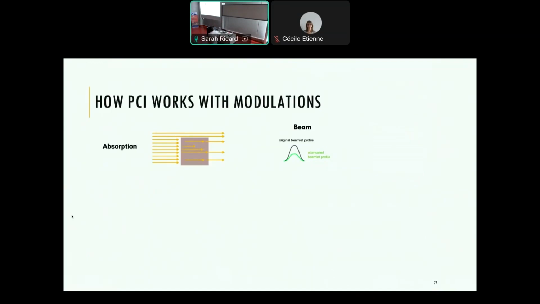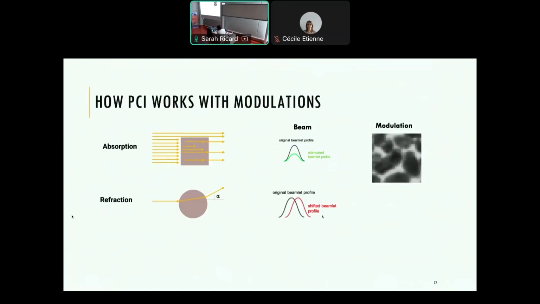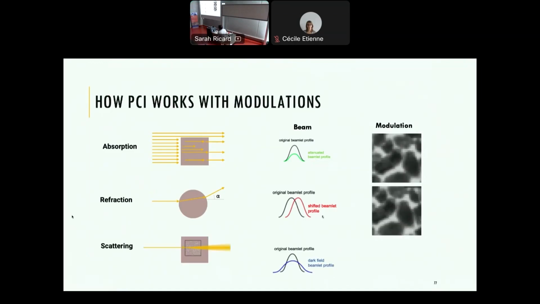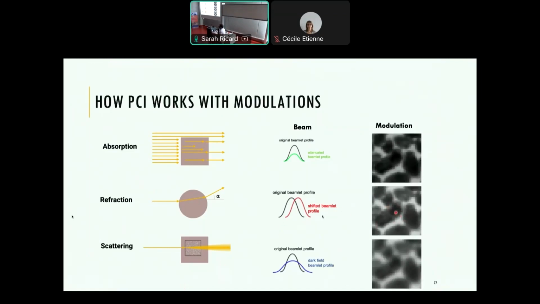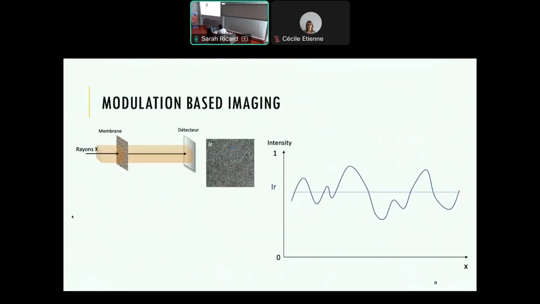Here you're going to see an image with and without the sample. If you have an absorbed beam, you have a loss of intensity. If I zoom in on the membrane, I get this. If I have refraction, I have a local displacement of my pattern. And if I have scattering, I have a blurring of the membrane pattern. So in a way, we have all the information.